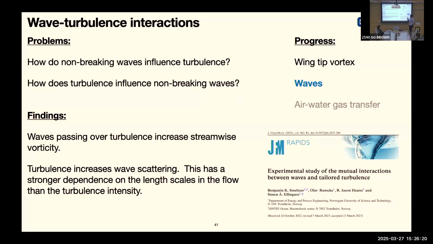So in this part of the talk, we're interested in how non-breaking waves influence turbulence. The answer is that waves passing over turbulence increase the streamwise vorticity. And how does turbulence influence non-breaking waves? Turbulence increases wave scattering, but this has a stronger dependence on the length scales in the flow than on the actual intensity of that turbulence. That entire experiment is described in much more detail in this paper.